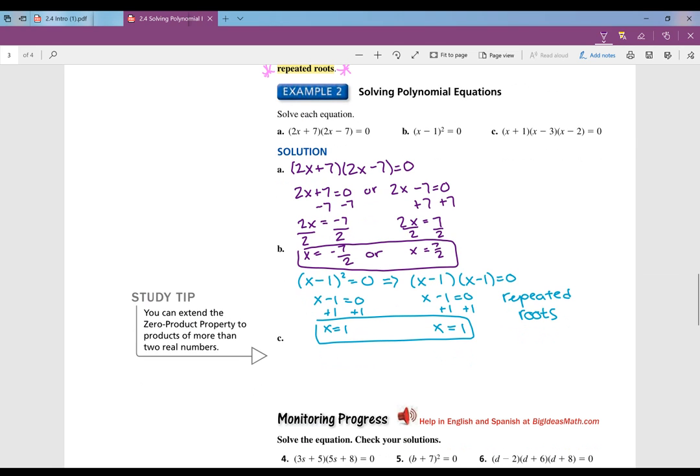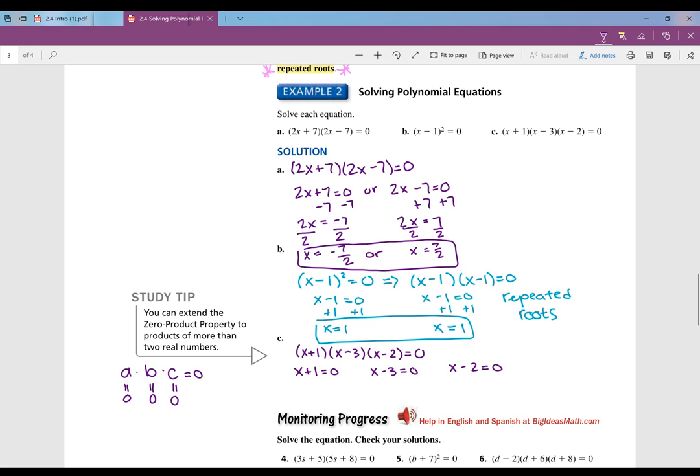Okay, and lastly, we have part C. So for C, we have (x + 1)(x - 3)(x - 2) = 0. So this time we have three things multiplying, right? We have A times B times C equals 0. Well, the zero factor property still applies because one of these has to be 0 for the whole thing to be 0, right? Either A = 0, B = 0, or C = 0. So again, we're going to set each one of these factors equal to 0.